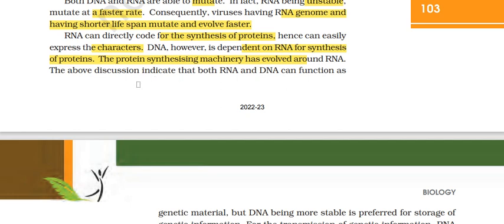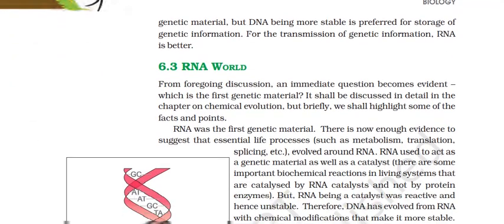The above discussion indicates that both RNA and DNA can function as genetic material, but DNA being more stable is preferred for storage of genetic information. For the transmission of genetic information, RNA is better. Transmission के लिए RNA बेहतर है, मगर stable ज़्यादा storage के लिए it is DNA. Fine. Moving on to now RNA. अब DNA तो हम कर ही चुके हैं. The differences even we are done with.